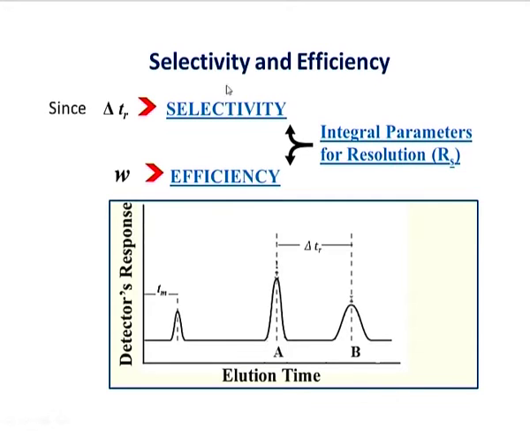One is selectivity and the other is efficiency. We have related selectivity with delta TR. So, the more delta TR, the more the selectivity of a chromatographic experiment, whereas we have related efficiency with this term W. So, the more W, the less the efficiency of that particular chromatographic experiment. Combined, both these terms are integral parameters for resolution, as is being shown here.